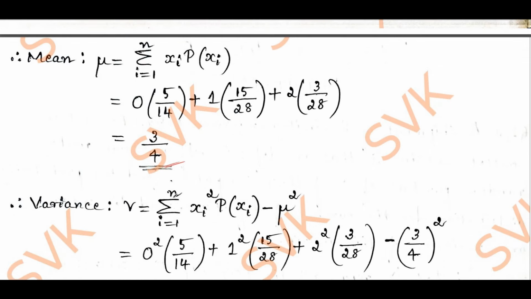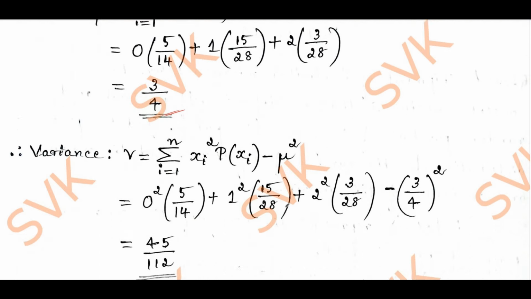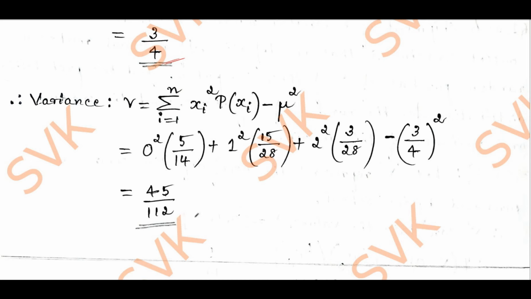The variance is given by the formula summation i equal to 1 to n of xi square into p of xi, minus mu square. So here the x value is 0, 0 square into 5 by 14, plus 1 square into 15 by 28, plus similarly 2 square into 3 by 28, minus the mu value 3 by 14, the whole square. Simplifying that part, we are going to get 45 by 196 as the required variance value. So this is how we can solve the problem.